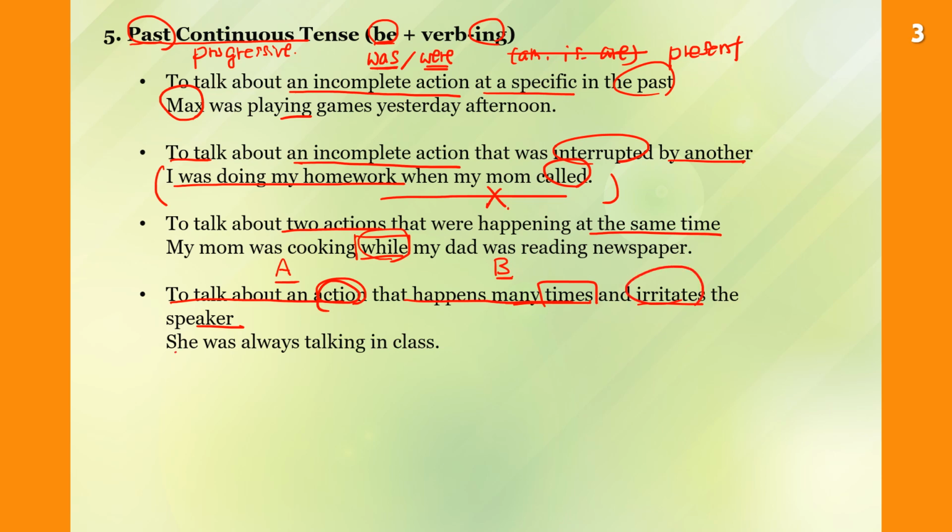She was always talking in class. The teacher was teaching or some other students were listening, but she was always talking. So this one is more like a present continuous complaint, and then the past continuous complaint.